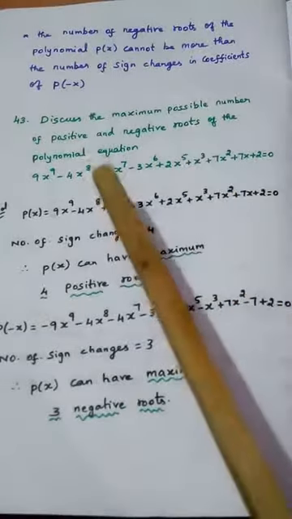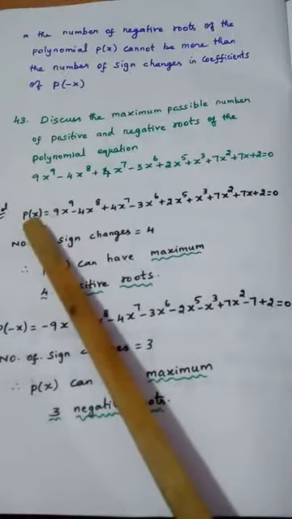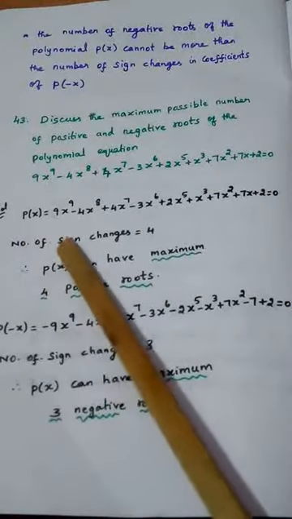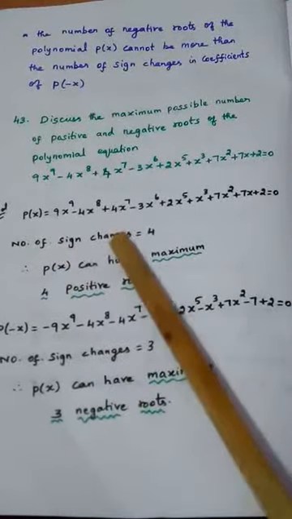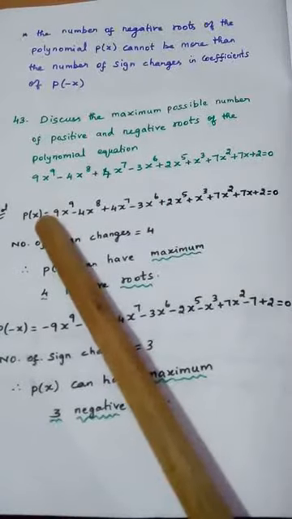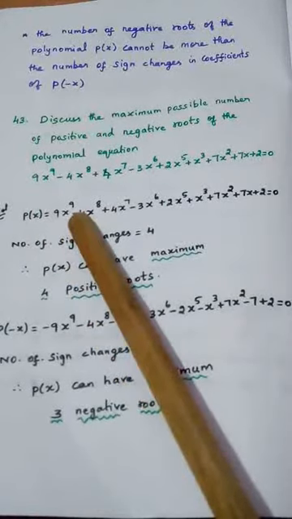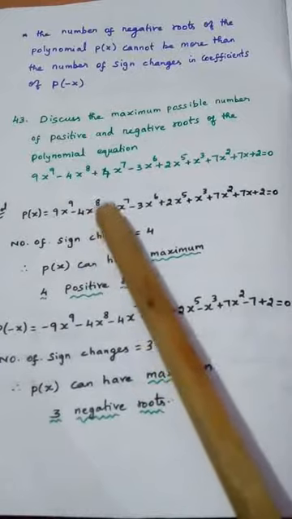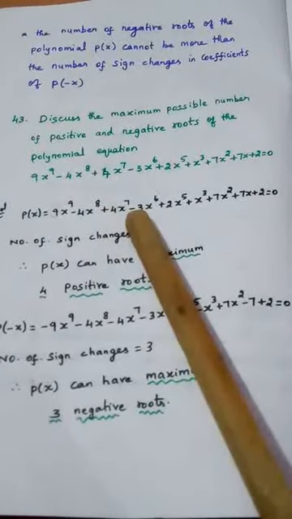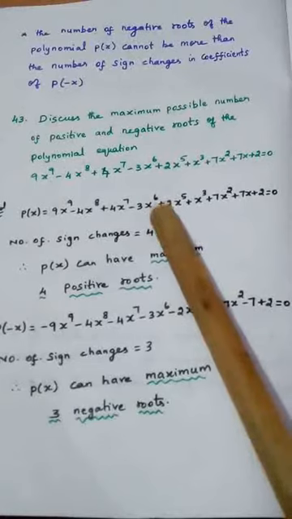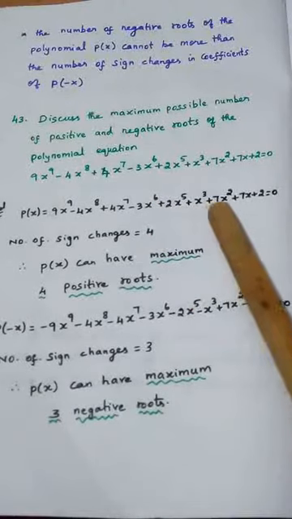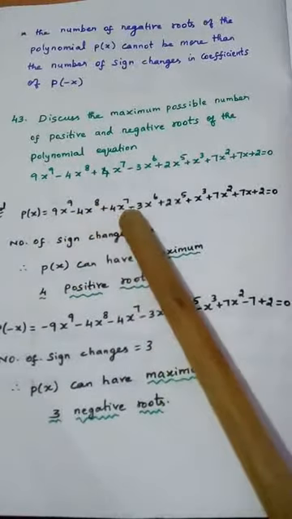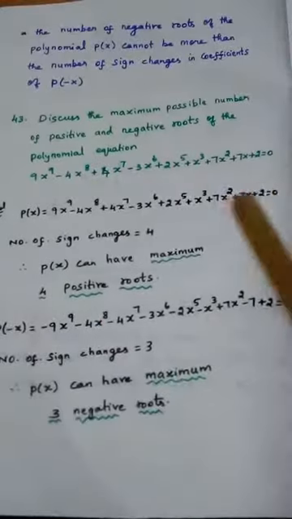So what we have to do, first take this equation and name it as p of x. So this equation is nothing but p of x, and calculate the number of sign changes. How to calculate? See the sign plus, right? From plus to minus, so a sign change is present here. First sign change. Minus to plus, second sign change. Plus to minus, third sign change. Minus to plus, fourth sign change. After that no sign change, only plus plus plus plus plus. So first, second, third, fourth, four sign changes are present in this equation.